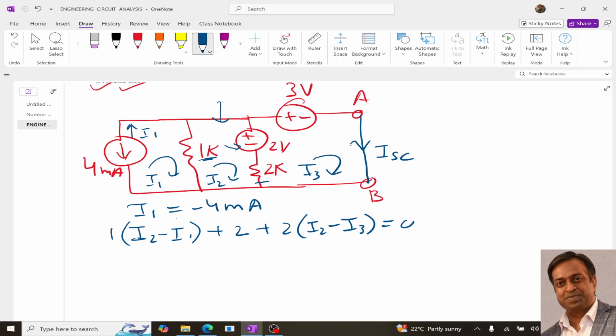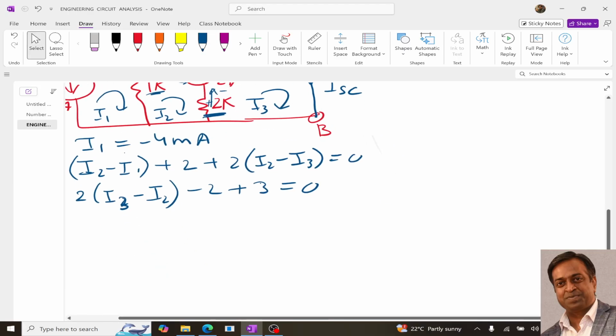And for the third loop, starting from this 2k, it will be plus at the tail, minus at the head, so it will be plus 2 times I2 minus I3, I3 minus I2, then coming to this, minus 2, plus, so minus 2, then coming to this 3 volt, plus 2 minus, changes from plus to minus, so it will be minus plus 3 equal to 0.